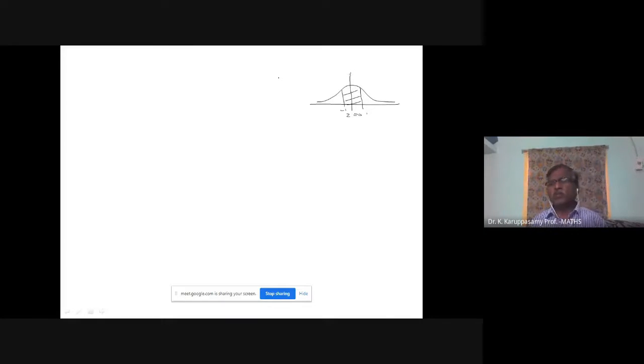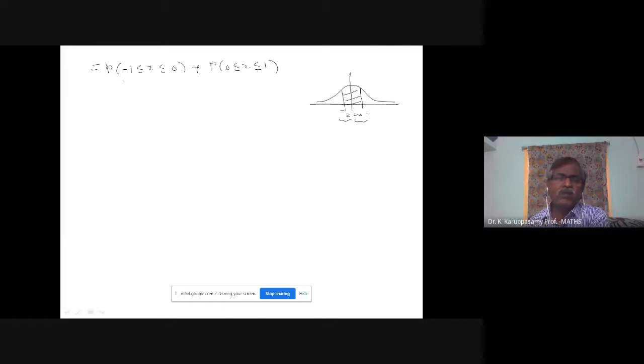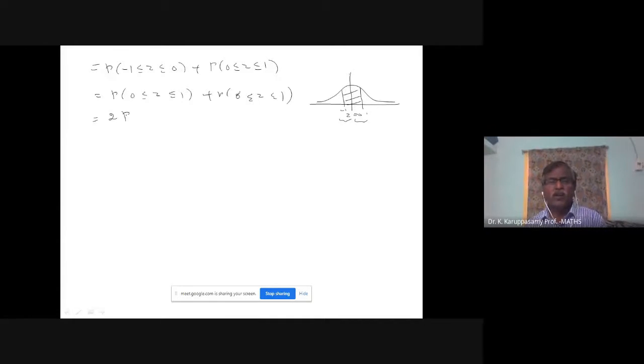Minus 1 to plus 1 we can split into 2. That is, probability of minus 1 less than or equal to z less than or equal to 0, and 0 less than or equal to z less than or equal to 1. This is the first one, this is the second one. Minus 1 to 0 is the same as 0 to 1, so it is 2 times. So twice the probability of 0 less than or equal to z less than or equal to 1. You are going to find it with the help of the calculator, Q of 1, then multiply by 2.